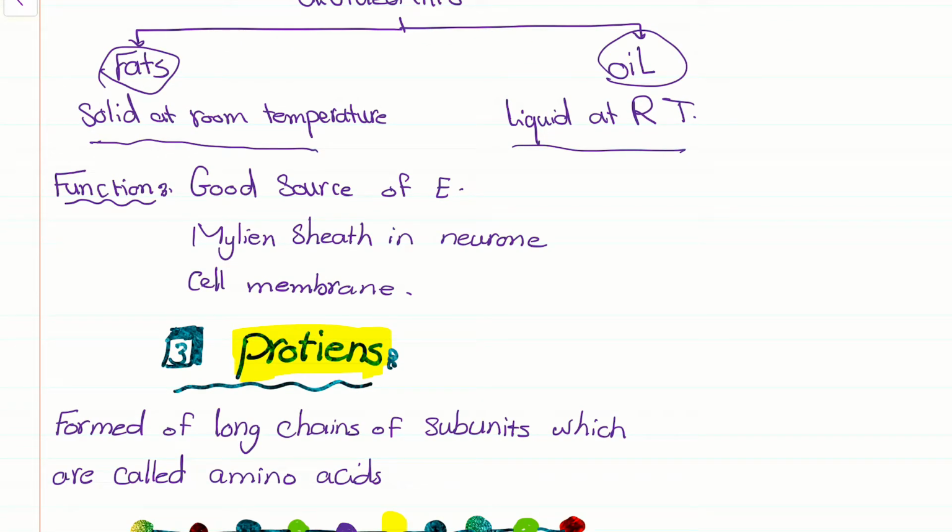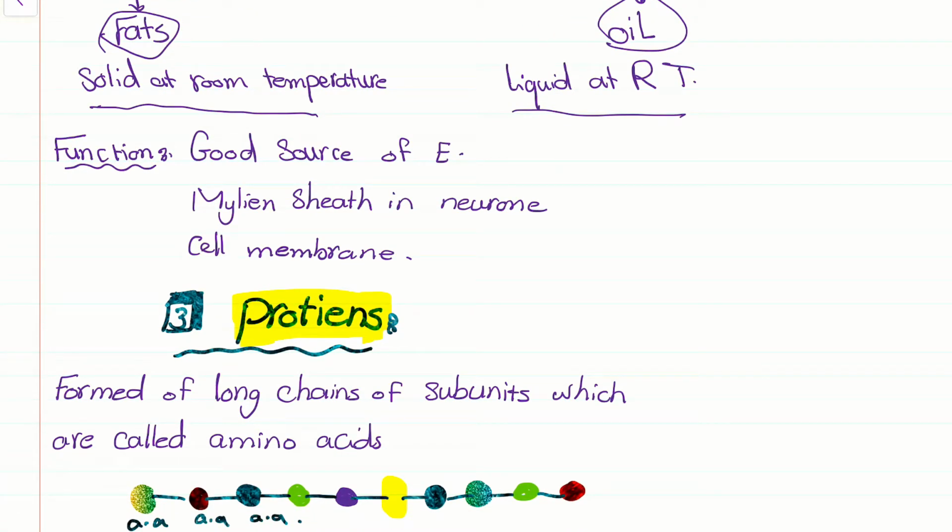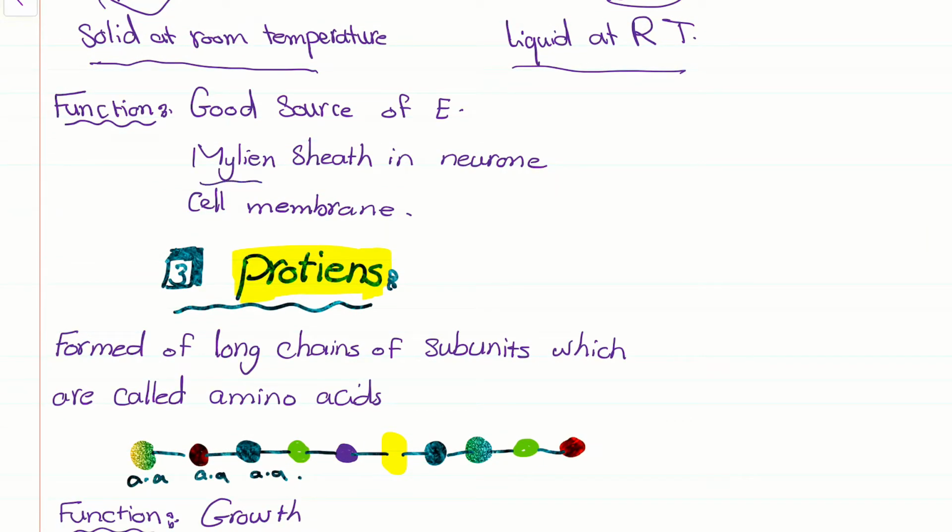What is their function? The main function of lipids is that they are a source of energy, and by the way, they give more energy than the carbohydrate itself. But the carbohydrate is the fastest source of energy in our body. If we have carbohydrate and fat in our body, firstly we will start to get energy from carbohydrates, and then from the fat if the carbohydrate is used up. Also, they are used in the myelin sheath in neurons.